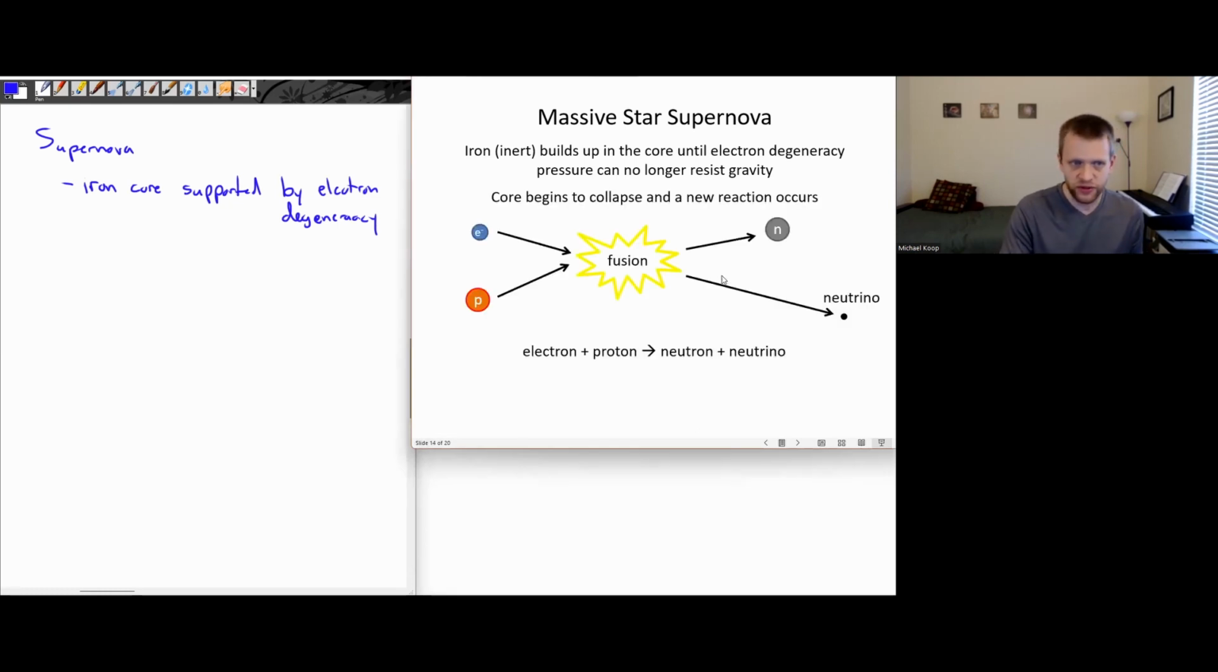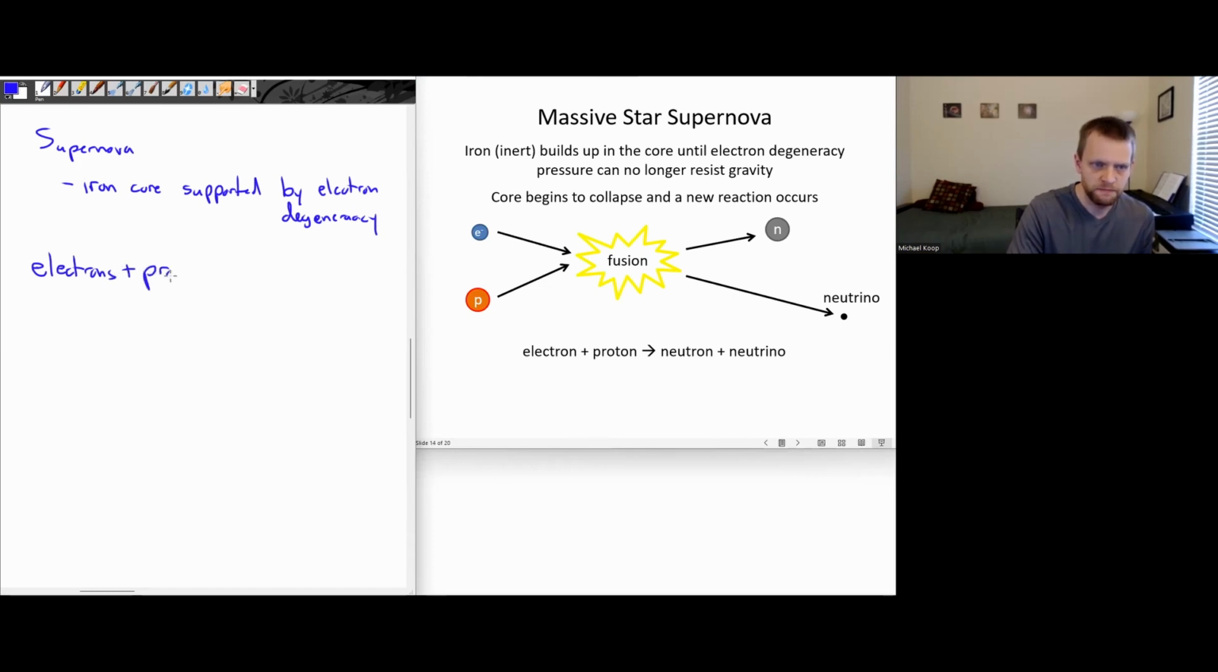The reaction that we're going to get is that an electron plus a proton produces a neutron plus a neutrino.